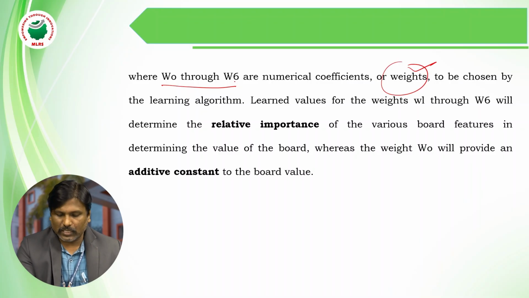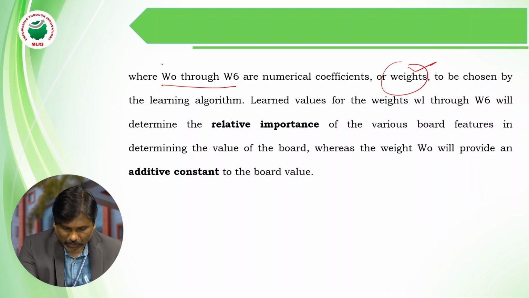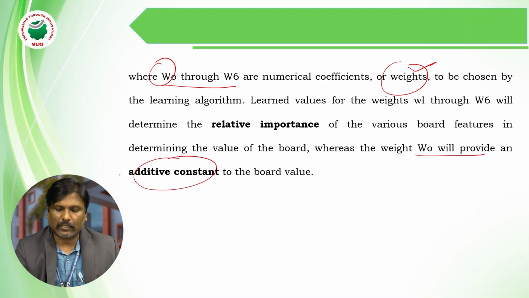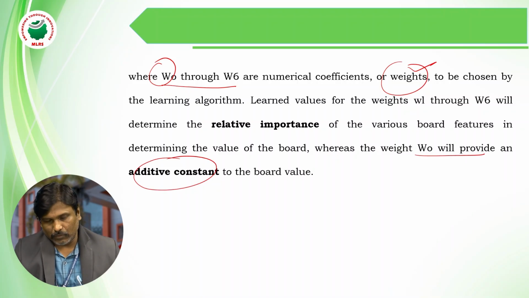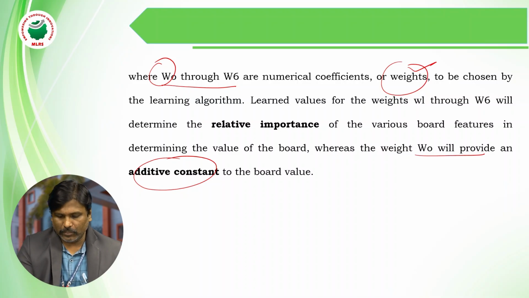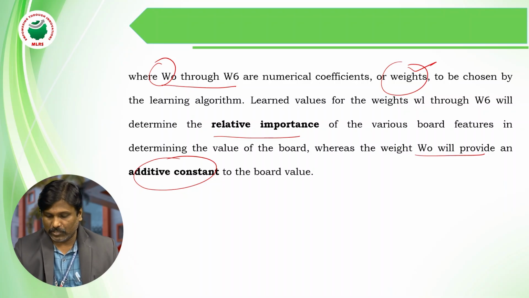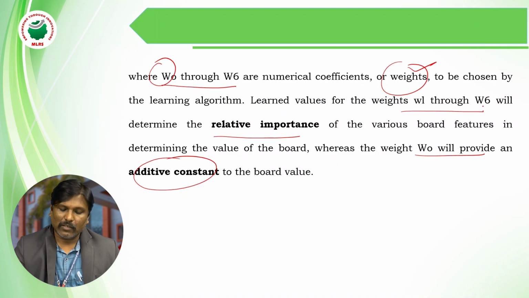Out of these weights, w0 is called the additive constant. Apart from w0, all the remaining weights represent the relative importance of the various board features. Here the weights w1 through w6 determine the relative importance of the various board states.